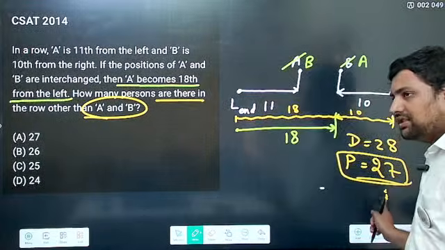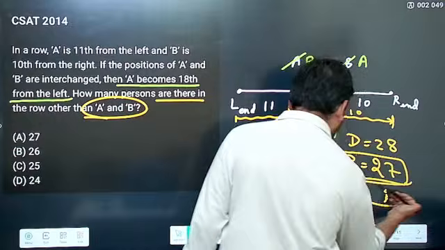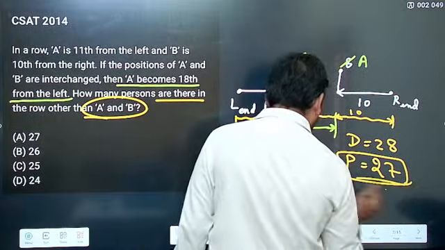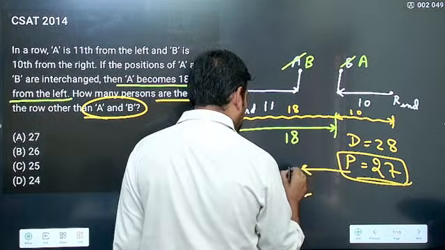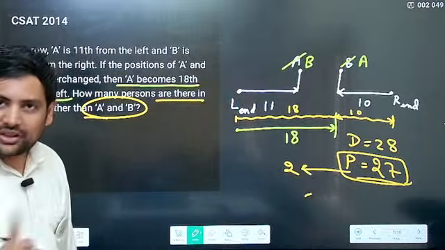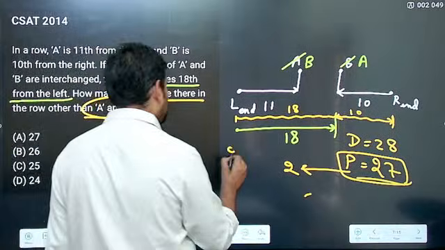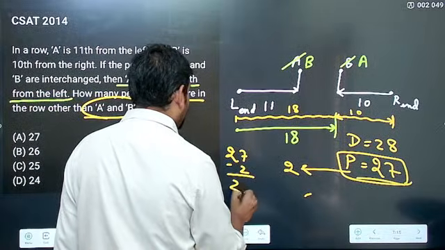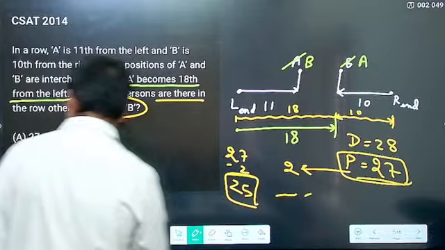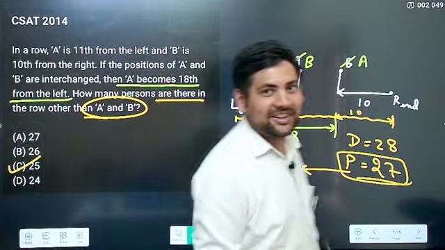So 27 is the total number of people, but you'll have to subtract 2 from it. Why? Because A and B you don't have to count. Other than A and B. So this becomes 27 minus 2. 25 is the answer. So the answer is actually C.